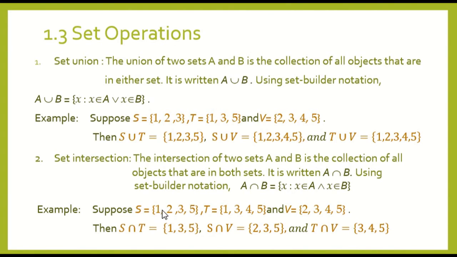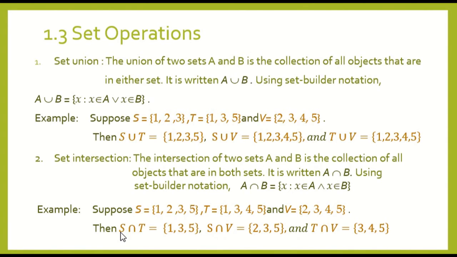So, parehan ni sila ganiha. Pero this time, ang aso to ang set S, ang iyahang elements kay 1, 2, 3, and 5. Sa set T, ang iyang elements 1, 3, 4, and 5. And set V ang iyang elements 2, 3, 4, and 5. So, using these 3 sets with their elements, atong pangitaan sila og intersection.